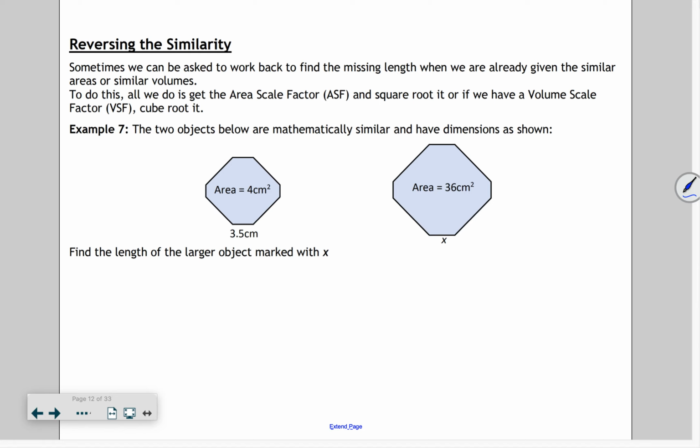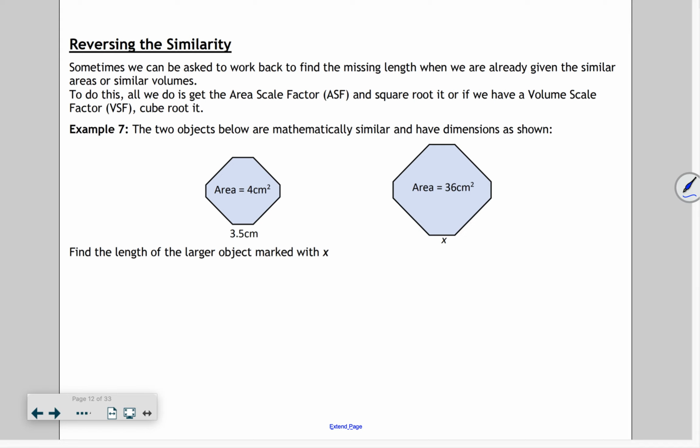Let's take a look at reversing the similarity now. It's not as common as a straightforward similarity question, but we can sometimes be asked, if we are given similar areas, to work our way back to work out the lengths of missing sides. Let's take a look at this example here.